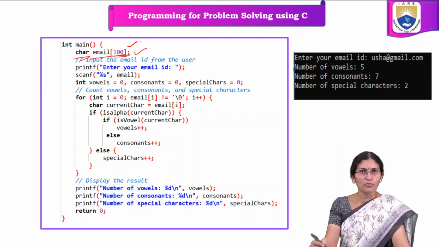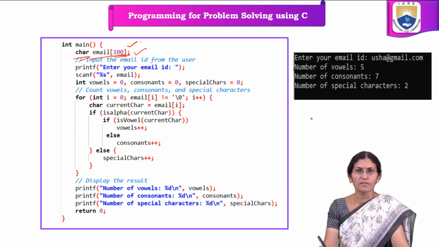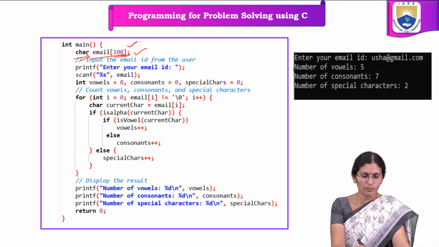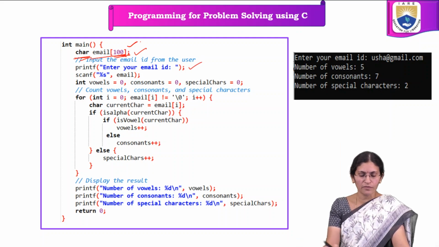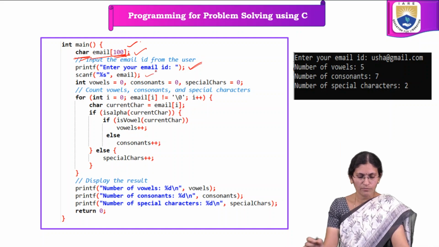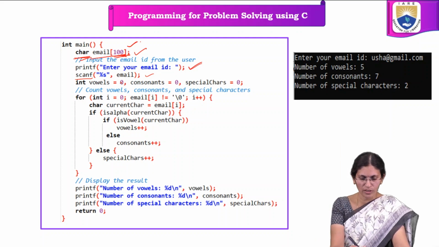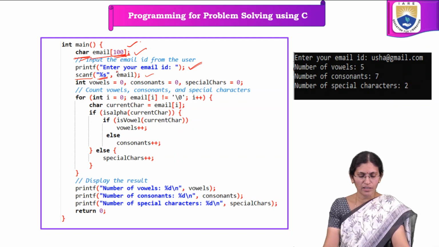A string is nothing but a sequence of characters which is stored in the form of a character array. So char, the data type, then the name of the array, and this one is the size of the array. Then the user will be prompted to enter the mail ID. By using the scanf statement, the user can enter the email ID. %s is the format specifier to specify that it is a string.